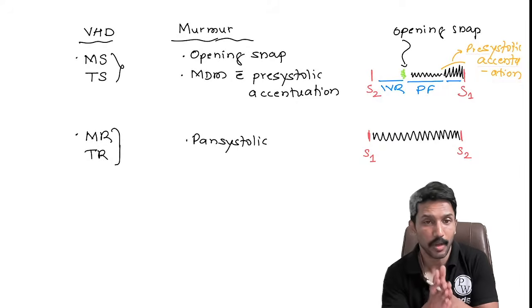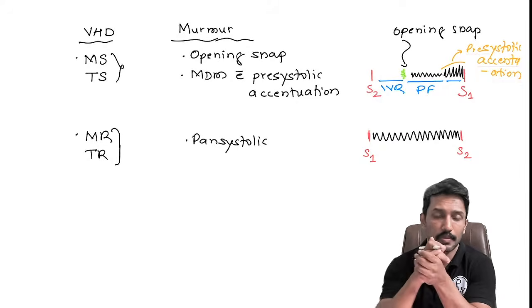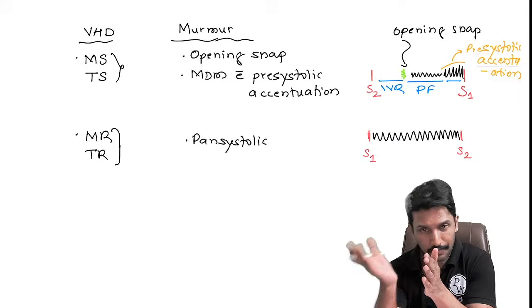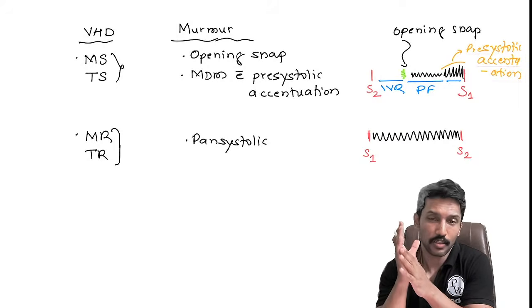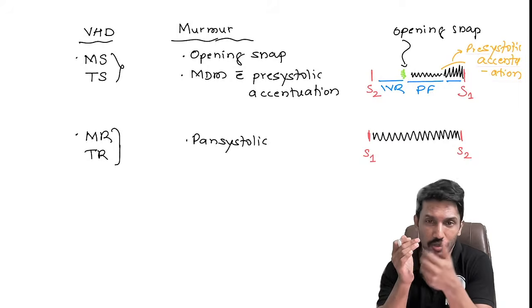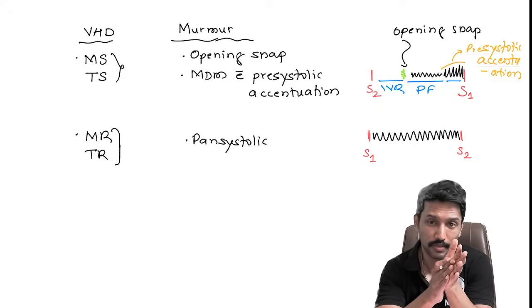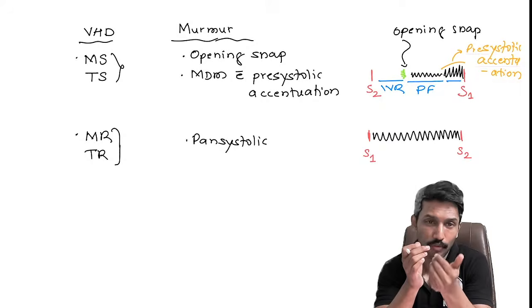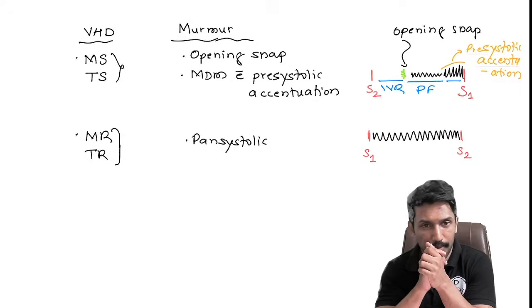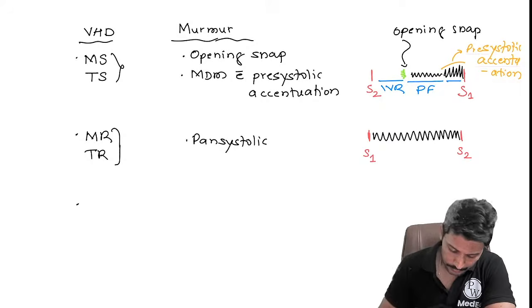What changes between MR and TR? Again, the area and symptoms. If I have MR, it's a left-sided disease, so you will have congestion of the lungs and you will have orthopnea, PND, shortness of breath. If you have TR, you will have congestion of the right side of the system, that is raised JVP, hepatomegaly, ascites, PND. Okay. Then AS and PS will have the same murmur.